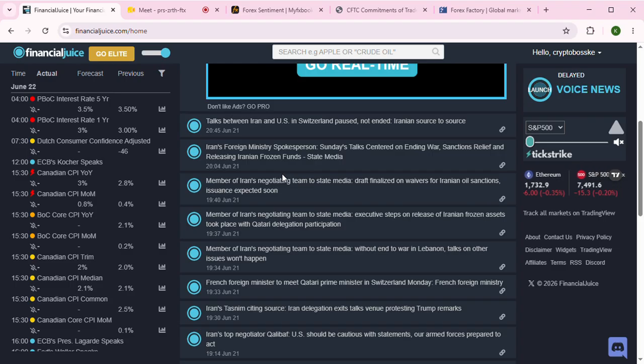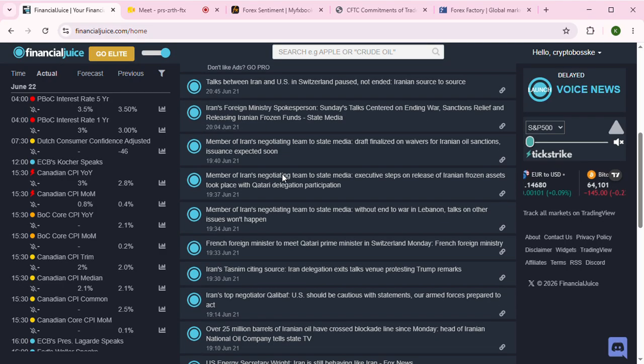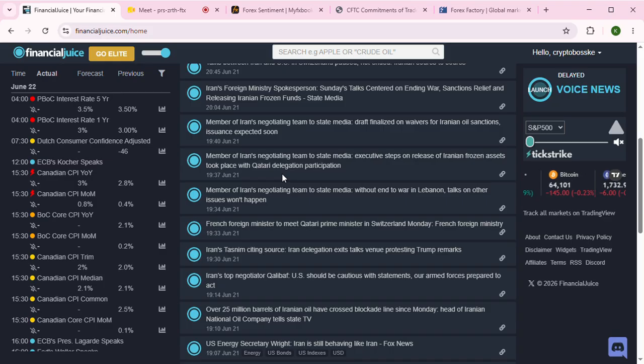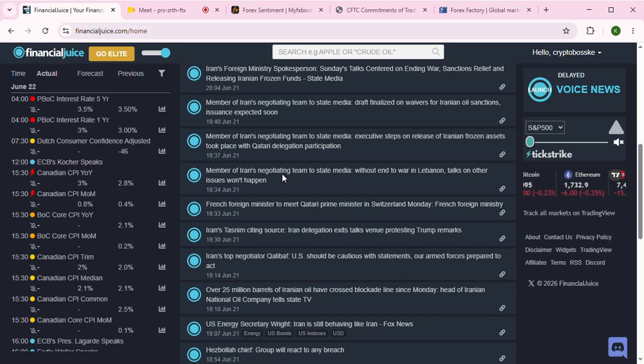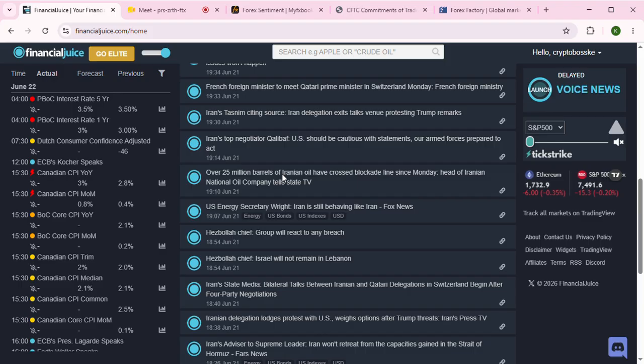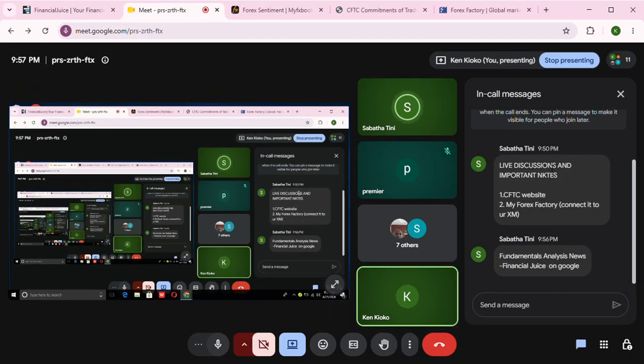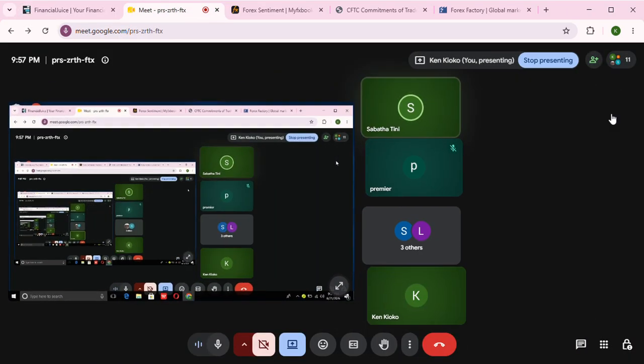Iran's foreign ministry spokesperson said Sunday talks centered on ending the war, sanctions relief, and releasing Iran's frozen funds. Again, you can see a member of the Iran negotiation team, and Iran's foreign minister to meet the Qatar prime minister. There's a lot that will be going on this week.